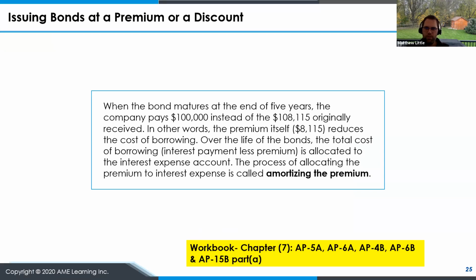Just a reminder that as per the amortization schedule, as the premiums amortize over the payment cycle of that bond, by the time that we get to maturity, the bond is only worth what the face value was.